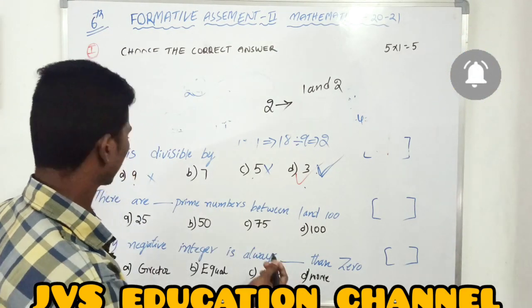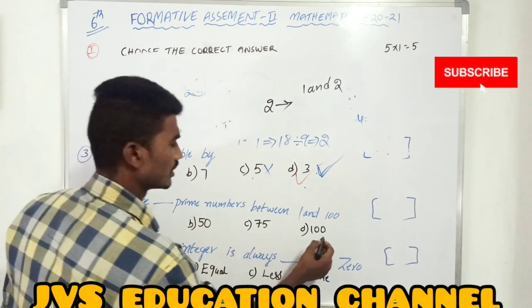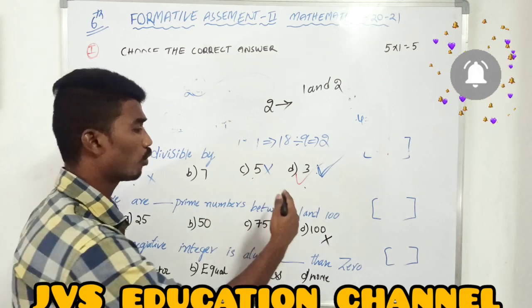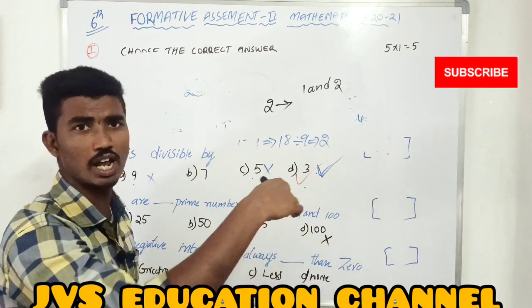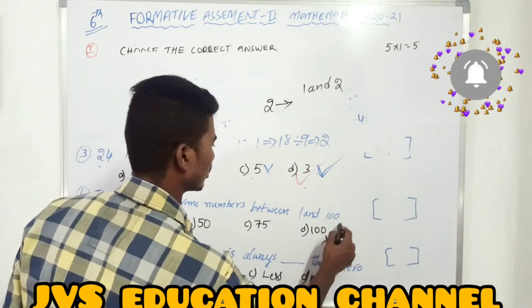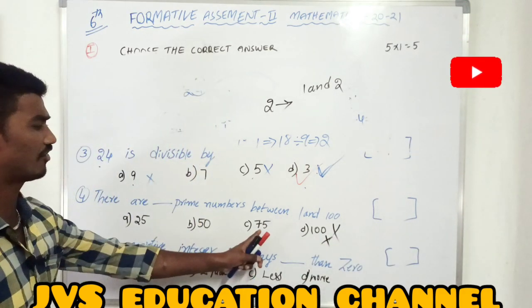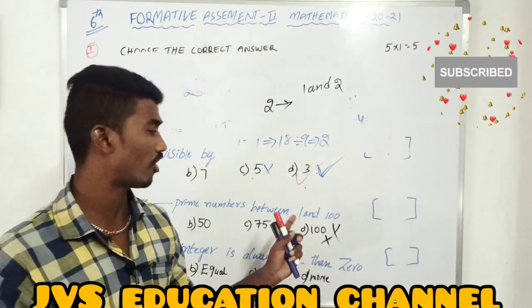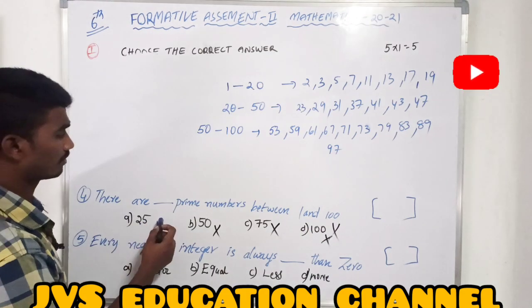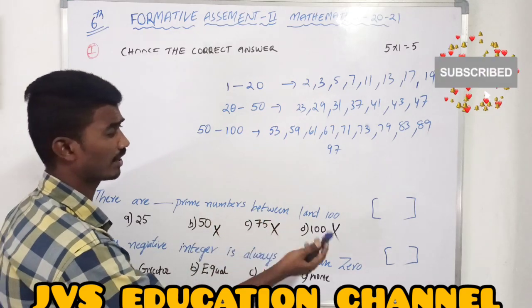Now we have to check the options. The first option, 100, is not the right answer. Why? Because we have 1 to 100, a total of 100 numbers, so not all numbers are prime numbers. So it is not. And next, 75. The numbers between 1 to 100 cannot be divided that way either. There are dash prime numbers between 1 and 100.